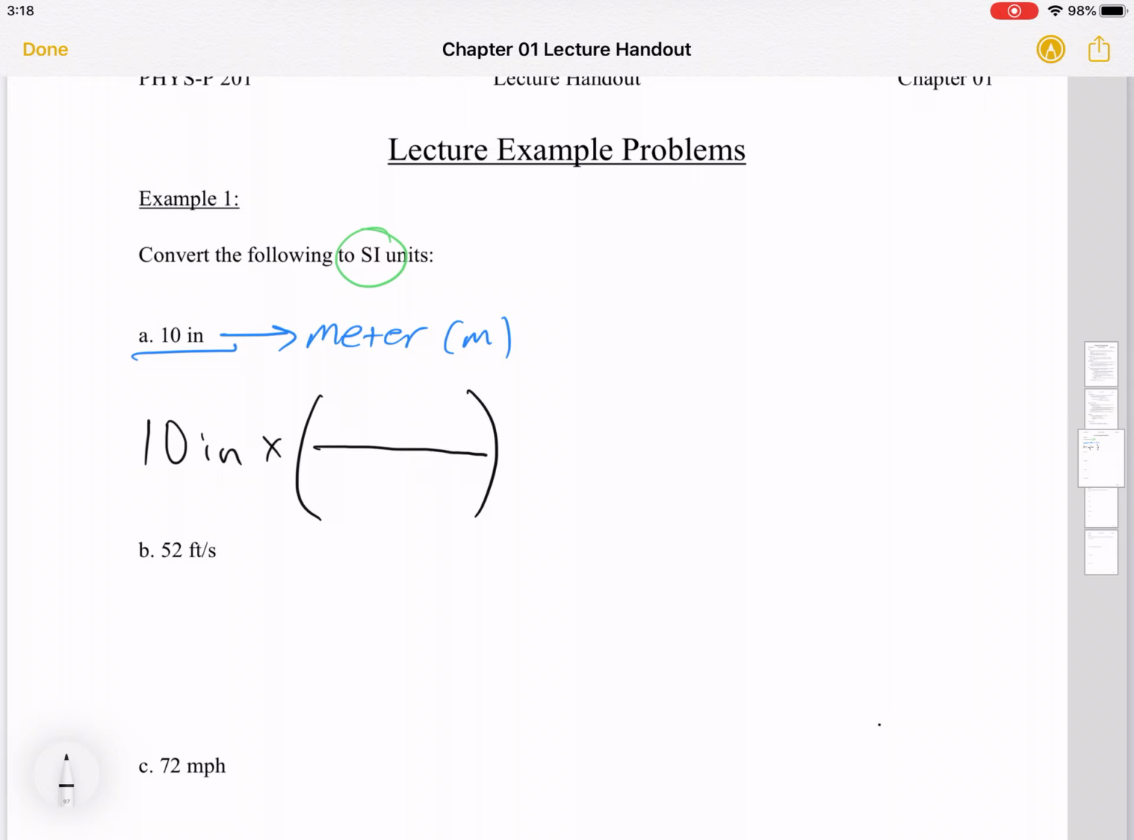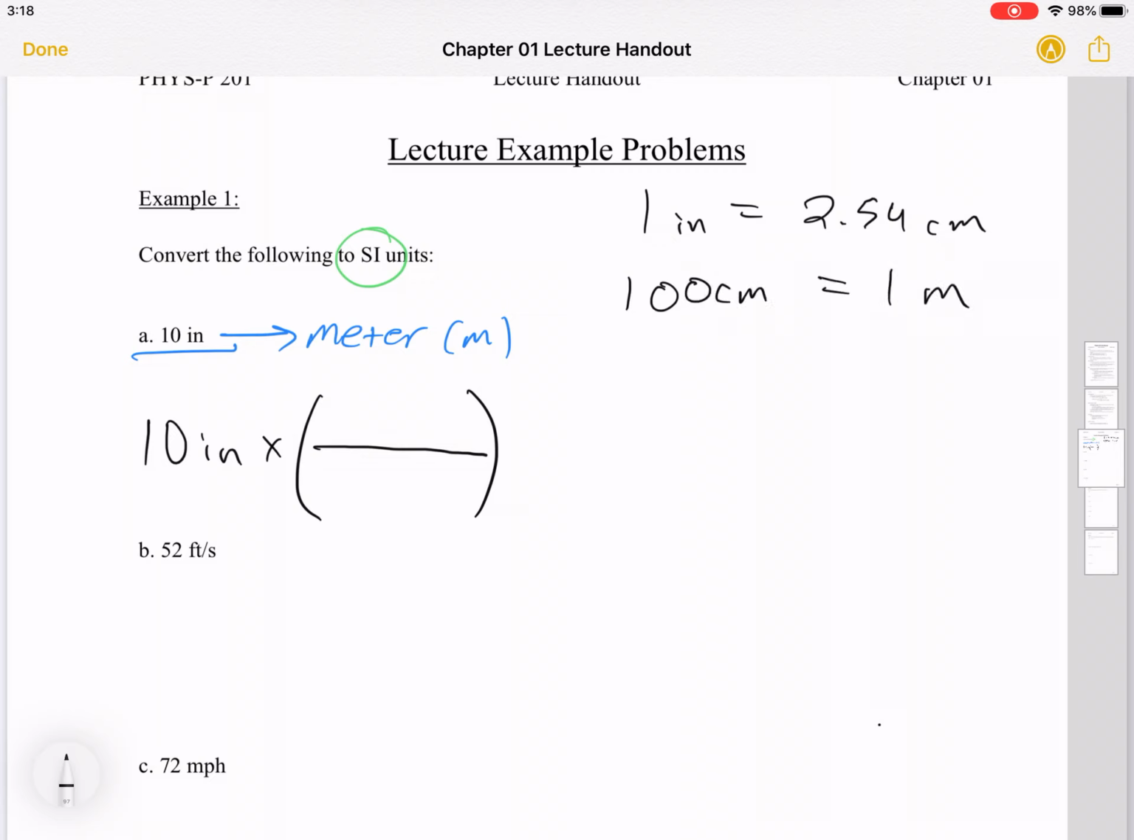And I'm going to multiply by a fraction that is equal to 1. How do I make a fraction equal to 1? Well, the numerator and denominator are equal, right? So let's grab those. What were they? 1 inch is 2.54 centimeters, and 100 centimeters is 1 meter.